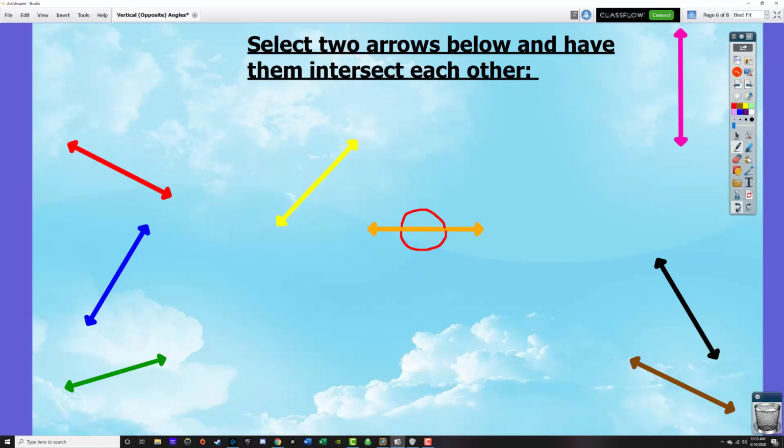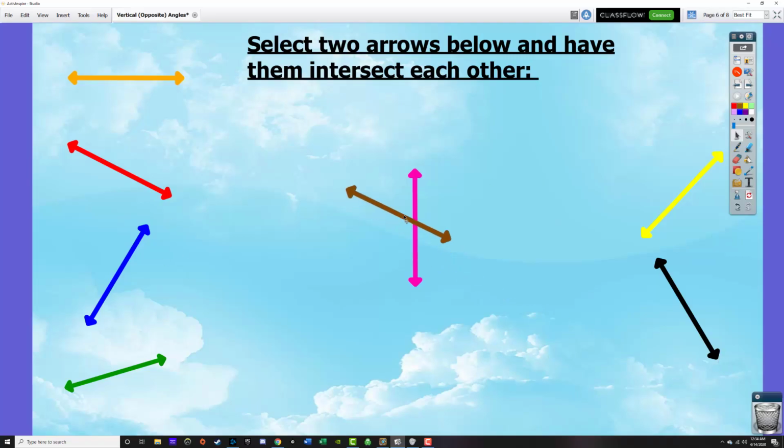So let's put those back. There they go. Let's pick two different ones. How about this one right here? And I'll just pick one at random. Again, they don't have to intersect necessarily in the middle. You can intersect them up top, but in the middle is typically the best if you want to get a good view of the angle relationships.